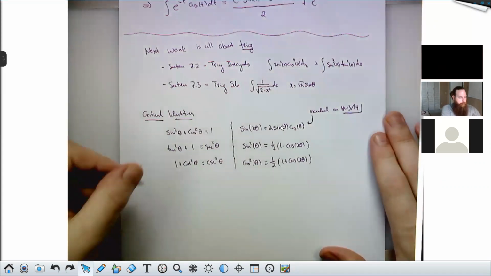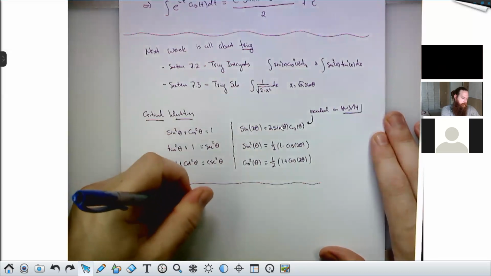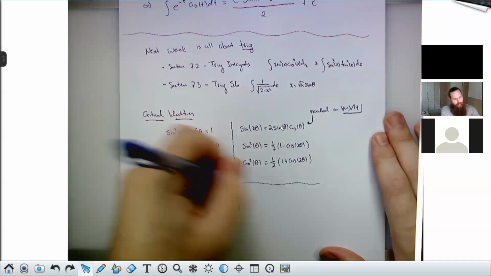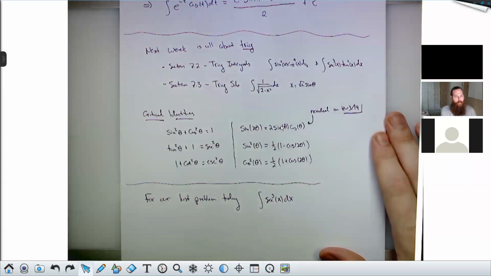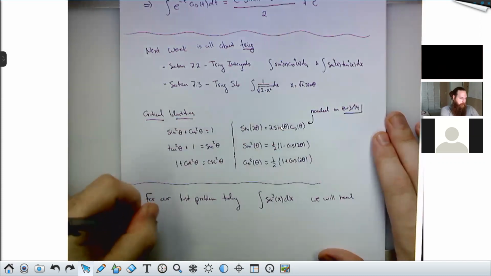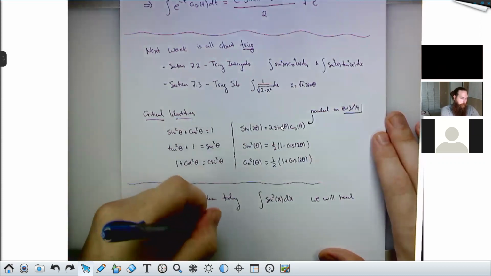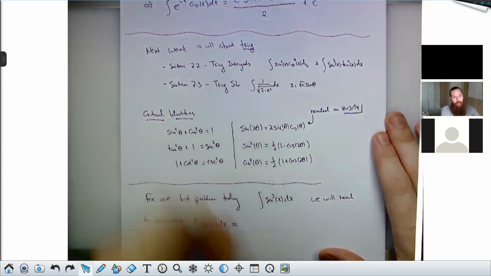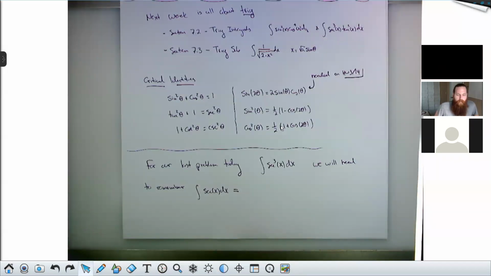I want to solve for our last problem today the integral of secant cubed x dx. In addition to these identities, there's one other thing that we need. We will need to remember a particular problem from section 5.5, the integral of just good old-fashioned secant. Does anybody remember the integral of good old-fashioned secant? It's a weird one.